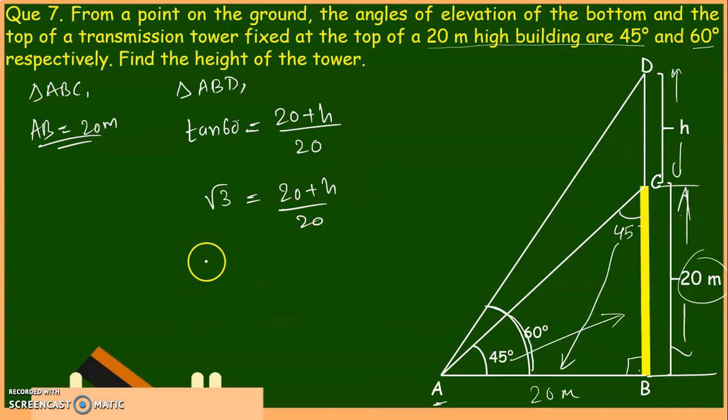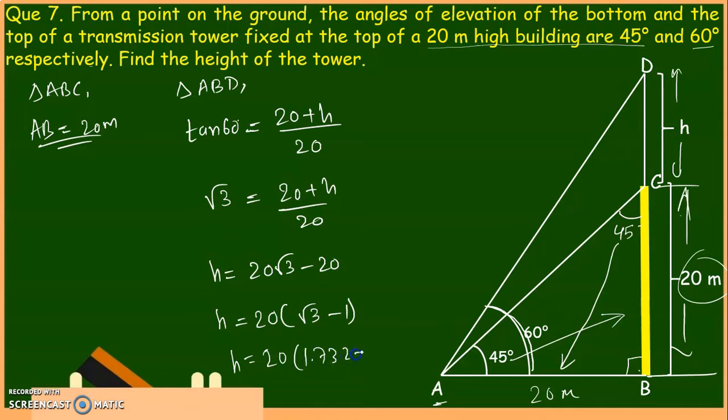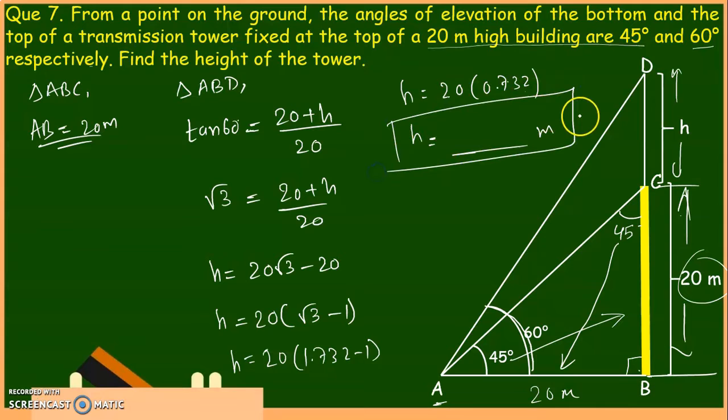If you simplify for the value of h, we get h equal to 20 root 3 minus 20, and with further simplification, 20 into the bracket root 3 minus 1. Putting the value of root 3 as 1.732, you get h equal to 20 multiplied by 0.732. Whatever answer you get from multiplying those two, that will be the height of the transmission tower.